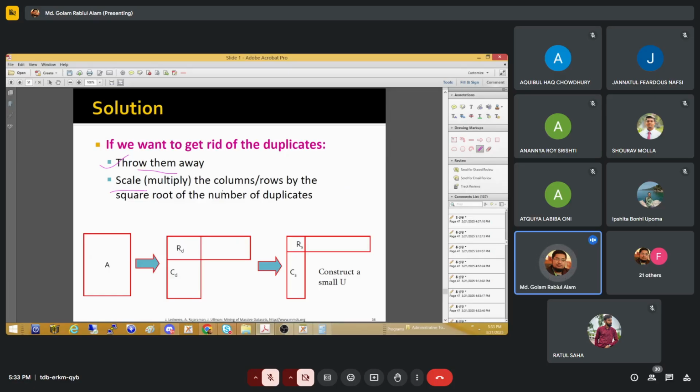In that case, the impact of the same columns, that is, if a column or row appears multiple times, then usually we can say that it has more influence on the data set. So the influence will be reduced if we scale it differently.